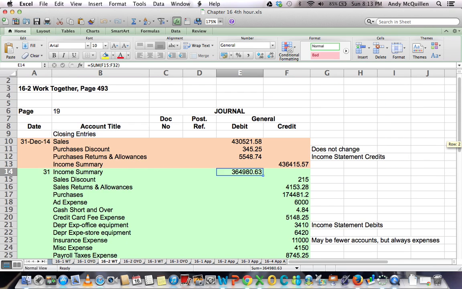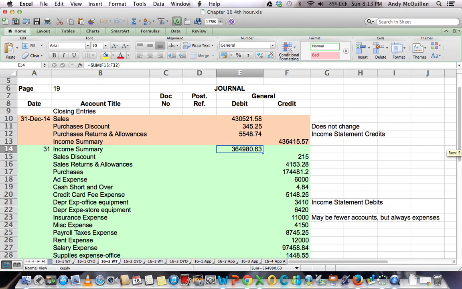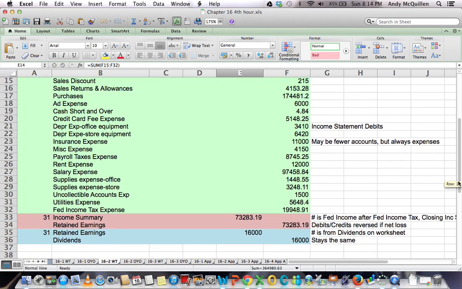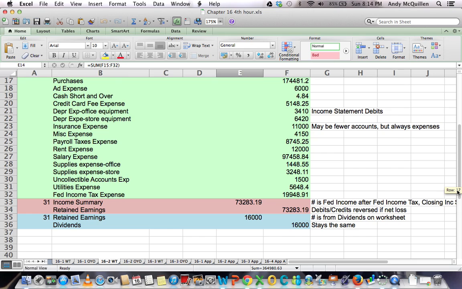And as you can see, I color coded those. First one are the income statement credits. Next one is income statement debits. Next one is closing income summary. And the last one is closing the dividends account.